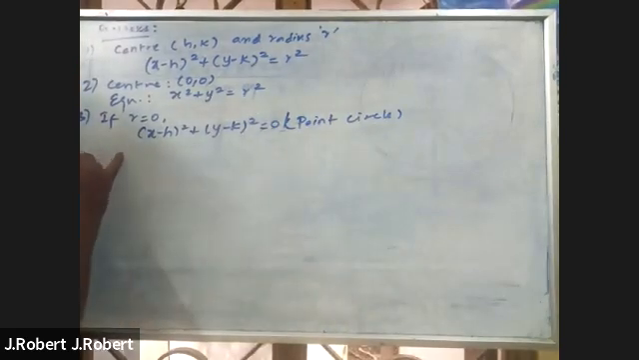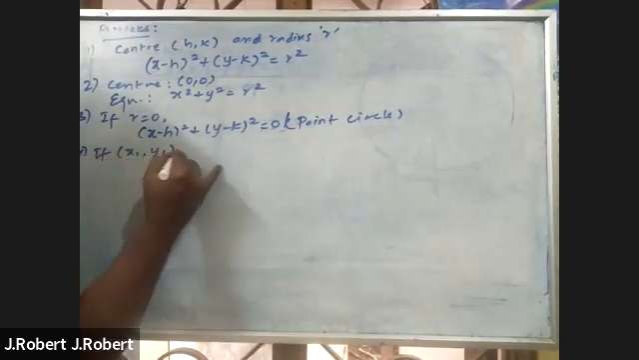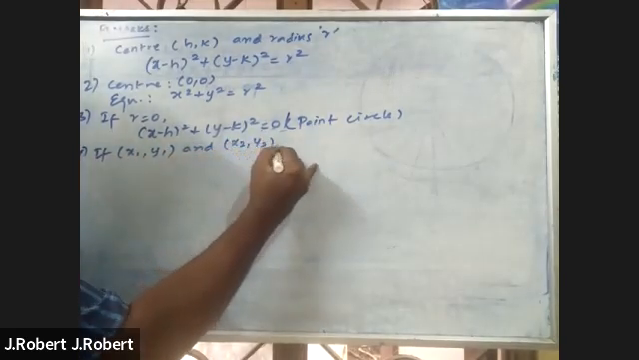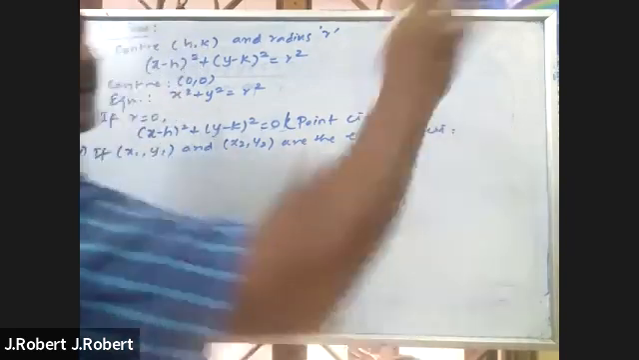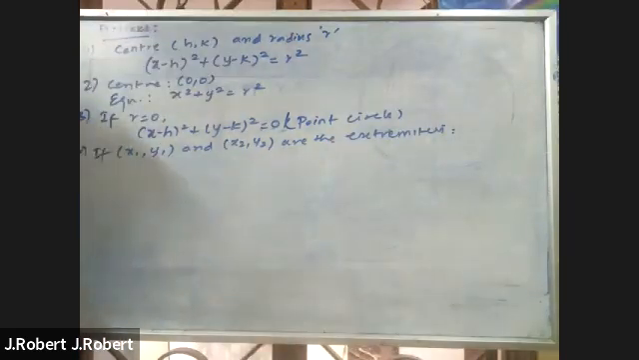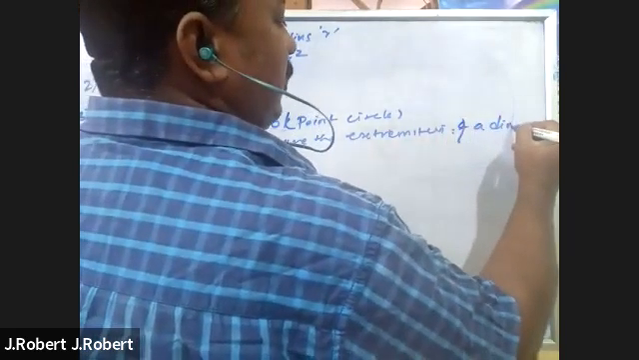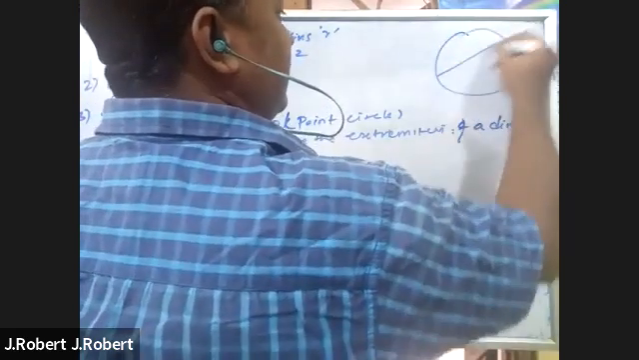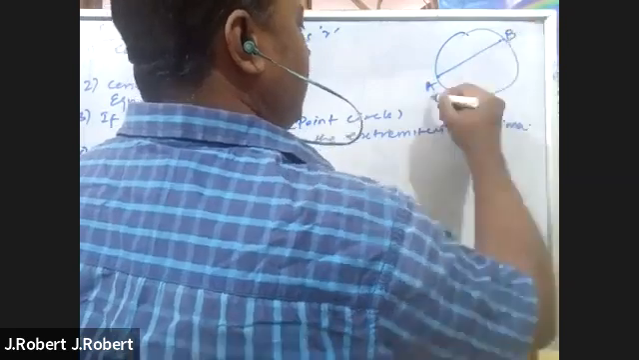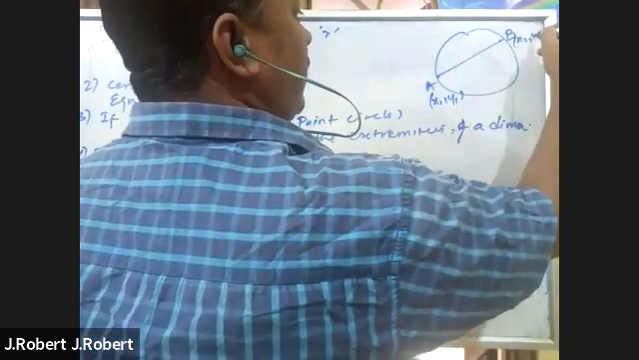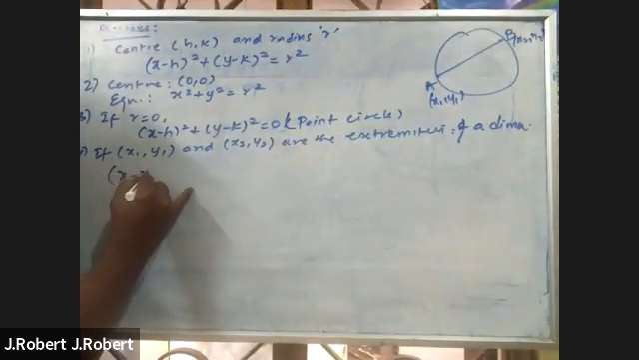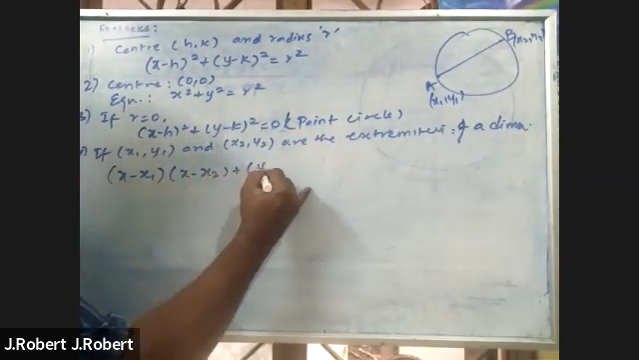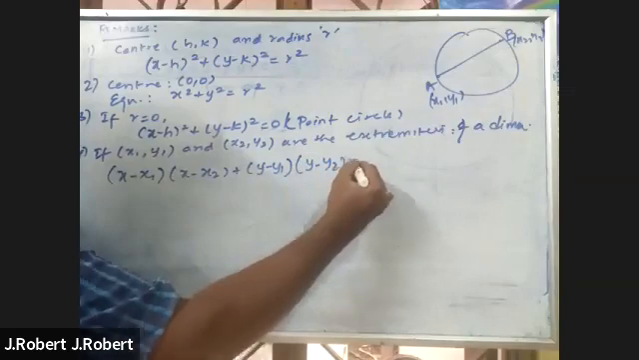Next one. If x1 comma y1 and x2 comma y2 are the extremities, extreme means end points, the points which lie on the circle, extremities of a diameter, suppose we have taken this as A and this as B, x1 comma y1, x2 comma y2, this is called extremities of the diameter. Then the equation of the circle is x minus x1, x minus x2 plus y minus y1, y minus y2 equal to 0.